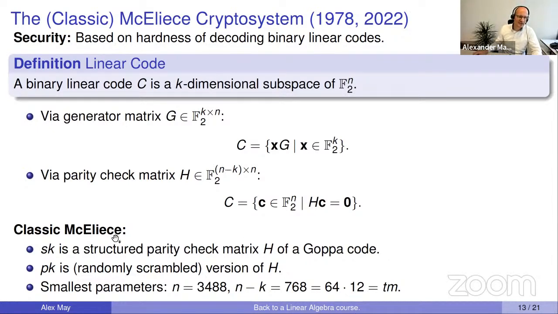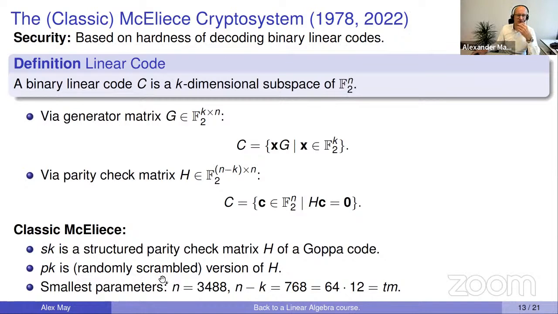So in Classic McEliece, I have to define the key. The secret key SK is a structured parity check matrix H of some Goppa code. Usually people tell you Goppa codes are complicated, but I hope to convince you of the opposite on the next slide. And the public key is what people call a randomly scrambled version of H. In a minute, I will also tell you what I mean by randomly scrambled.